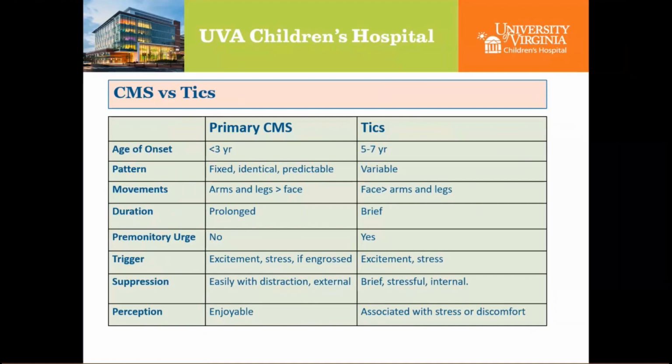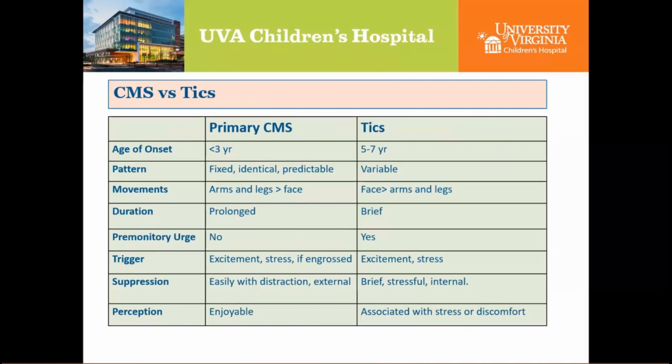The triggers tend to be similar, but generally speaking, the motor stereotypies tend to happen more when the child is engrossed in a certain activity, while the tics are distracted when the child is engrossed in a certain activity. And then really, the thing I rely on most when I'm talking to a child, in trying to differentiate motor stereotypies from tics, is how they feel about it. In my experience, motor stereotypies tend to be enjoyable and soothing to children when they have them, while tics tend to be annoying and associated with a lot of discomfort and stress.